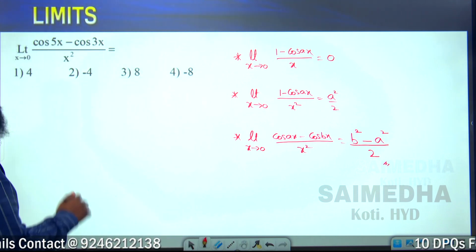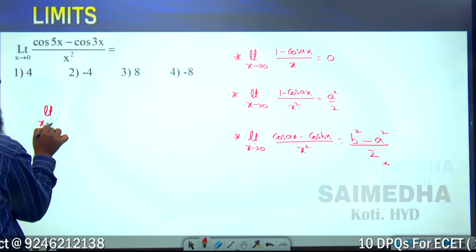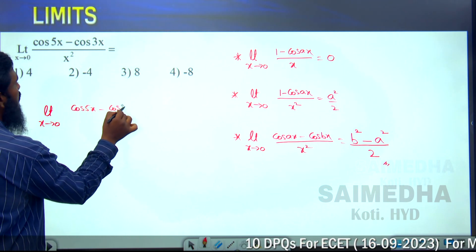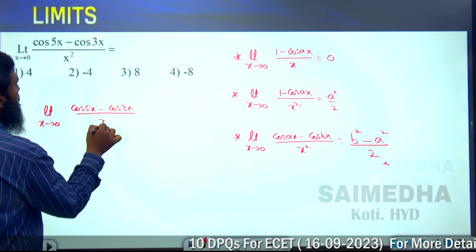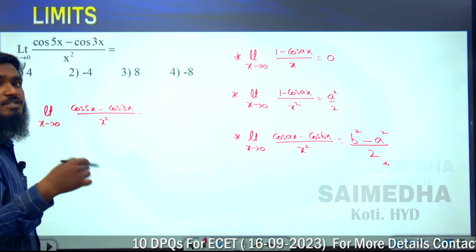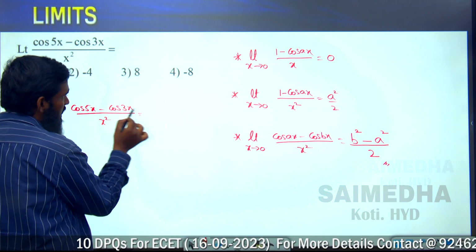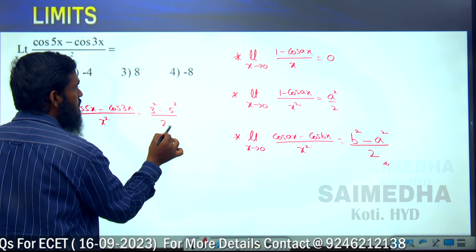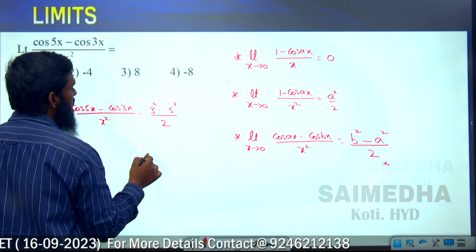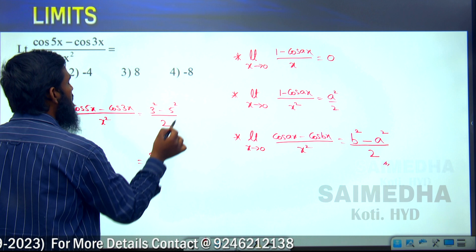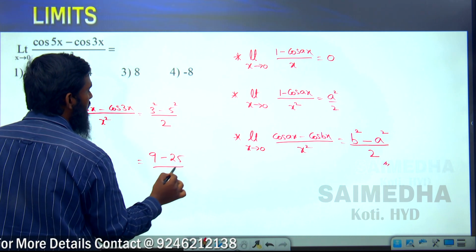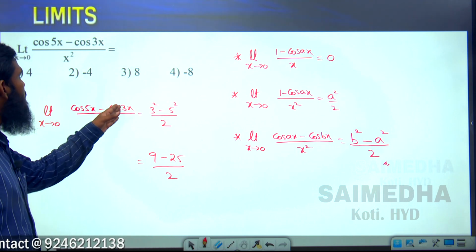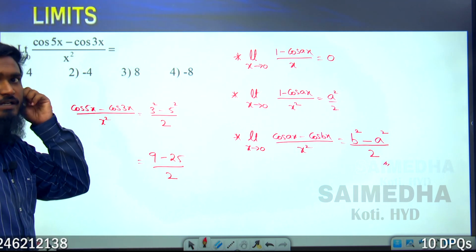Now similarly let us take this part: limit x tends to 0, (cos 5x minus cos 3x) divided by x square. Then we can write (b square minus a square) by 2. That is 3 square minus 5 square divided by 2, where 3 square is 9 and 5 square is 25, divided by 2. So (b square minus a square) divided by 2.